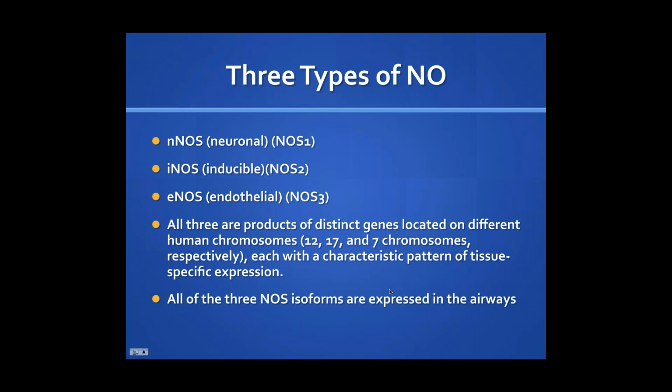So there are three different types of nitric oxide. We have neuronal nitric oxide, where the nitric oxide synthase 1 enzyme is creating the neuronal nitric oxide. The inducible nitric oxide is created with the help of the nitric oxide synthase 2 enzyme. And then the endothelial nitric oxide comes from nitric oxide synthase 3. So there can be variants in these three genes, NOS1, NOS2, and NOS3.